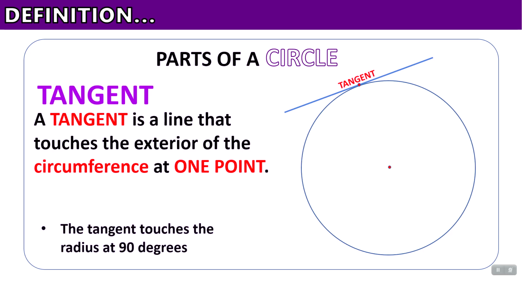The tangent touches the radius at 90 degrees. And so if we look at the center and we draw a radius toward where the tangent touches the circle, it always touches it at 90 degrees.